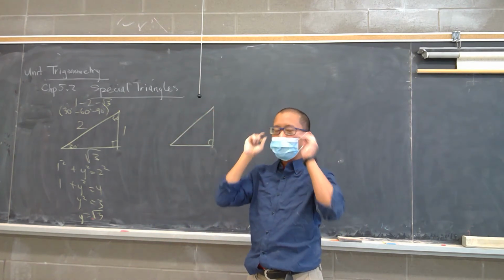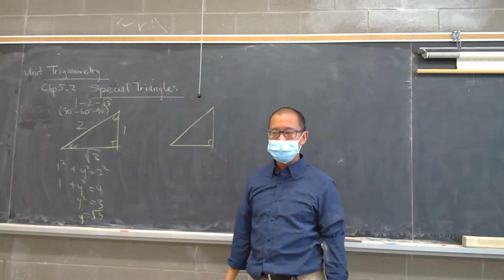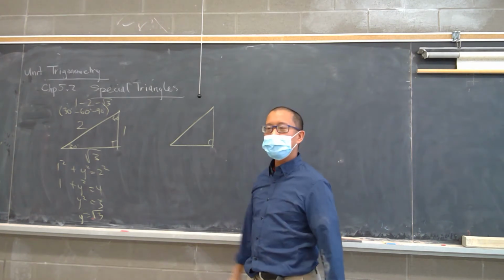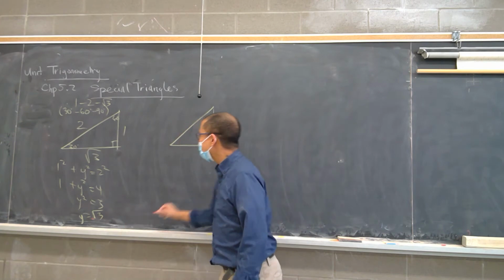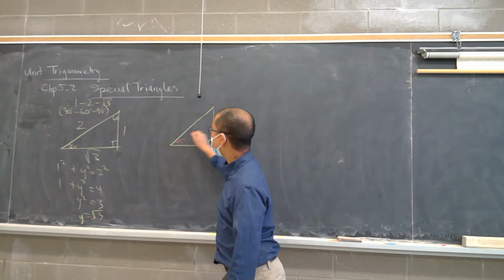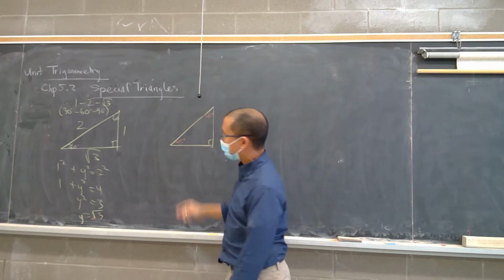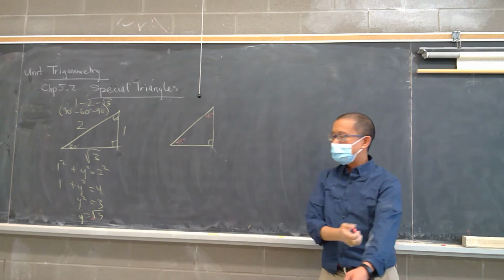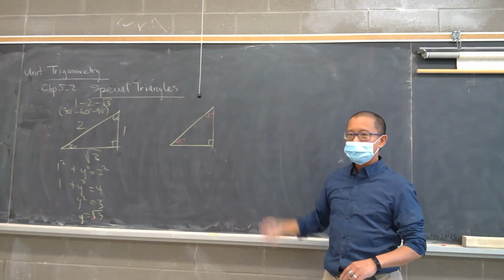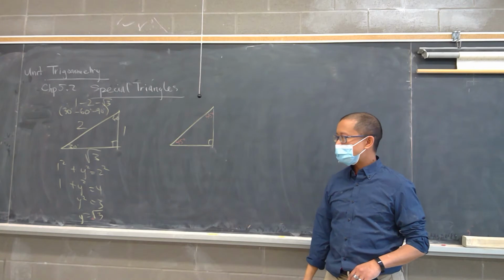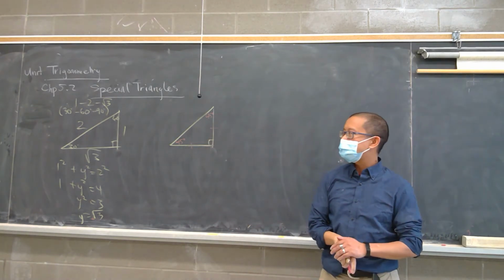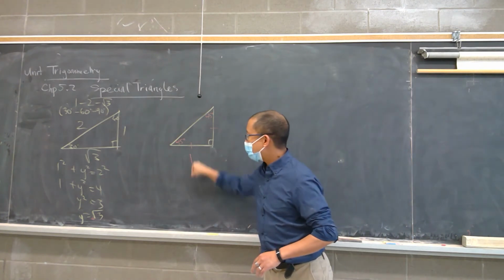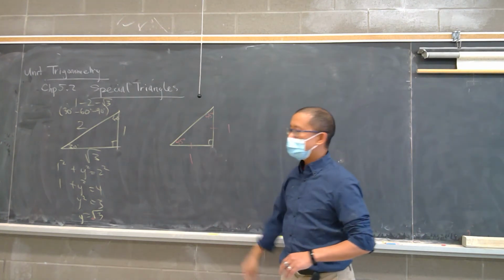So notice what we have: angles and sides. How about the isosceles right triangle? Notice this is 45 degrees, and this is also 45 degrees. Unlike the scalene right triangle, this one is pretty easy. These two sides must be congruent, because it's isosceles. So what is this side? This side is 1, and this side is 1.